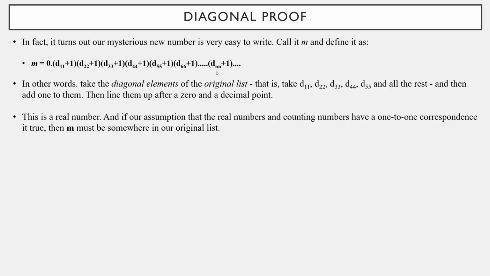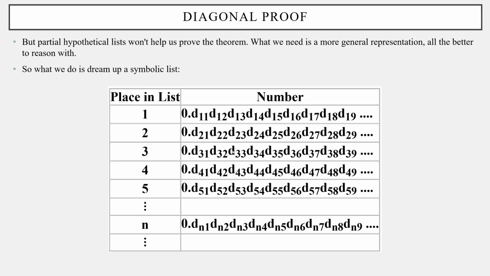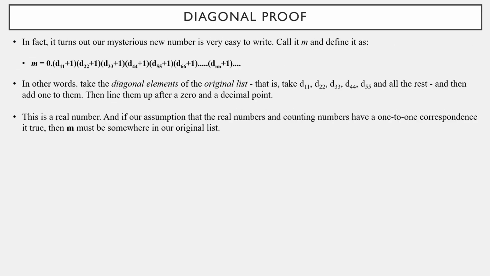All right, it turns out that our mysterious number is very easy to write, and we'll call it M for missing. And M is equal to 0 point, and then this is the trick. The first digit is diagonal 1, 1 plus 1. Second digit is diagonal 2, 2 plus 1. Digit 3, whatever the third number is in this digit, we just add 1 to it. So if it's 4 here, it becomes 5 in this number. And so on. In other words, you take the diagonal elements of the original list, you keep going on forever, and then just add 1 to them. So this is some real number.